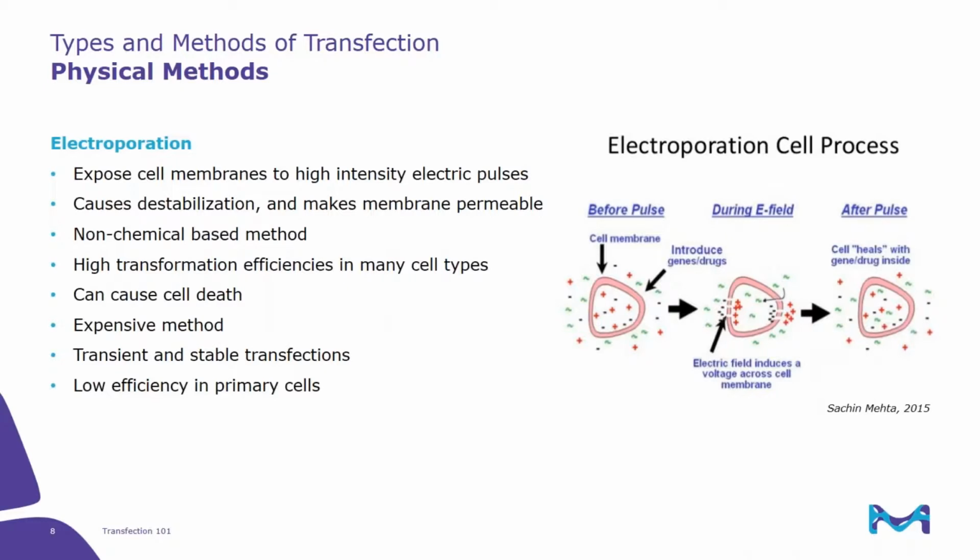Electroporation is a technique that involves the exposure of cell membranes to high-intensity electric pulses. This causes a temporary destabilization in certain areas of the cell. During this transient destabilization event, the cell membrane becomes highly permeable and allows the entry of DNA. Electroporation is an easy, non-chemical technique that can yield high transformation efficiencies in various cell types. Although this technique does not alter target cell morphology and functions, the method can cause cell death if transfection is not done under optimal conditions.